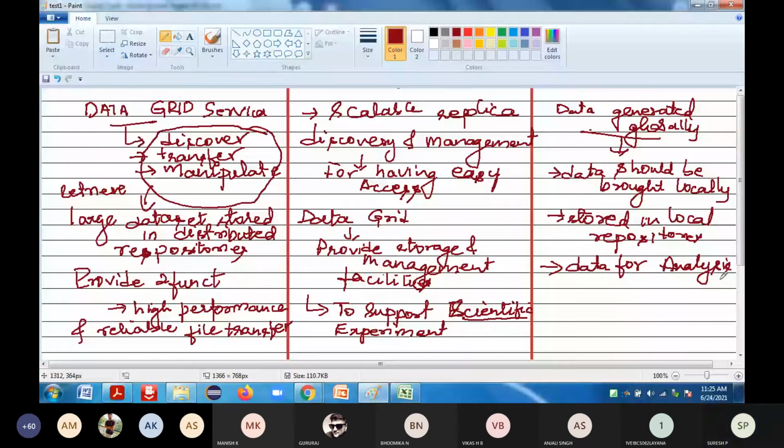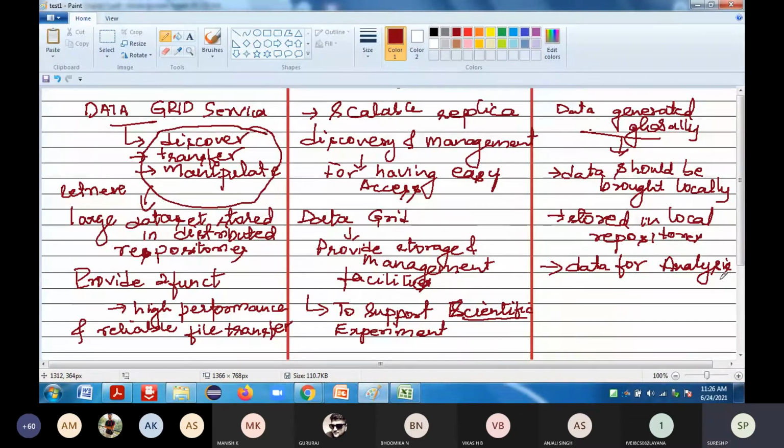Now, apart from heterogeneity and security, data grids have their own characteristics and possess new challenges. What are the new challenges? Data-intensive computing: a data grid is going to have a huge amount of data, for discovering, transferring, and manipulating the data. These data are used for analysis, and will give support for your scientific experiments.